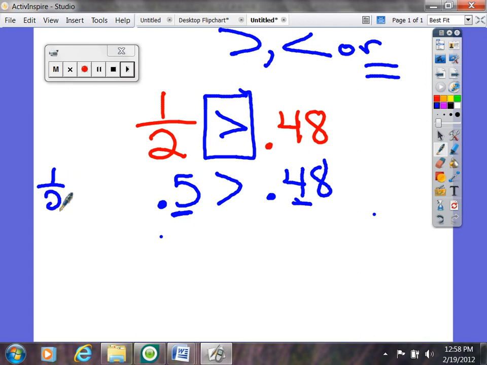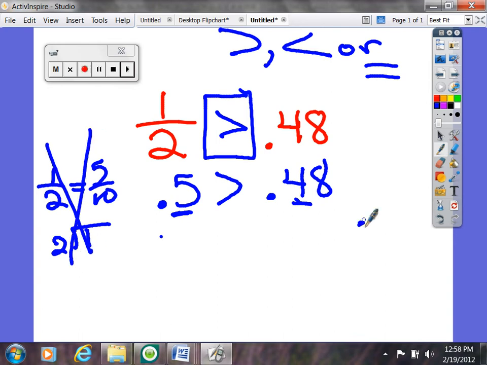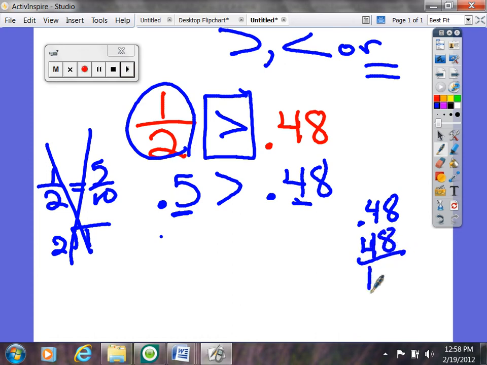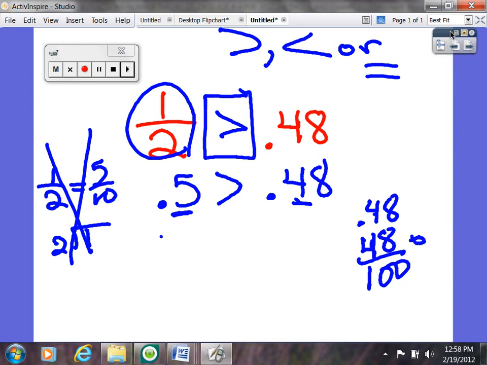Well, if I don't know that 1/2 is 5/10, I need to either do what I did before. I need to change this one to a decimal by writing it as a number over 10, 100, 1,000, 10,000, whatever. Or I need to divide the bottom into the top. Well, if I didn't want to do that, I'm going to have to take 0.48 and write it as a fraction, so it will be like 1/2. I'm going to write 48 hundredths, and then I'm going to simplify it.